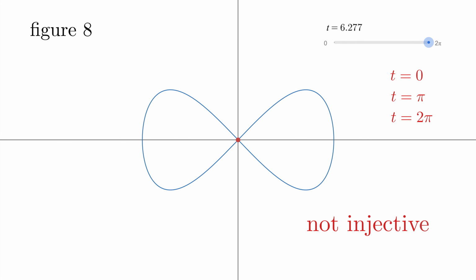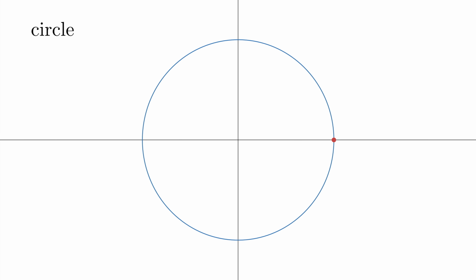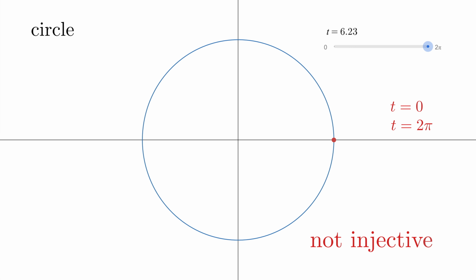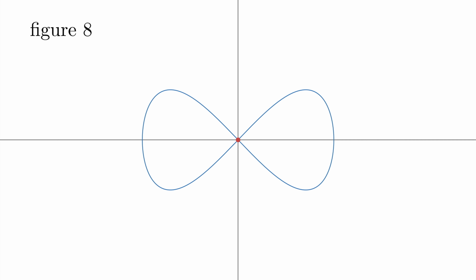But hold on a minute. What about the circle? The circle's parameterization is not injective either. It starts at this point on the x-axis, goes all the way around, visiting every point exactly once, but then it also ends at the x-axis. The only spot visited twice are the start and finish, namely the endpoints of the time interval. We can accept starting and finishing at the same spot, because of course the circle should be a curve, but that's all we can accept. The figure 8 parameterization, on the other hand, fails injectivity in a situation other than just the start and finish.